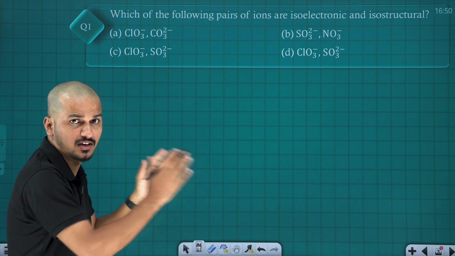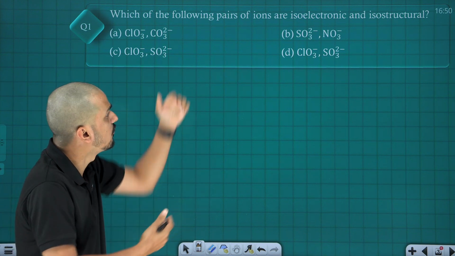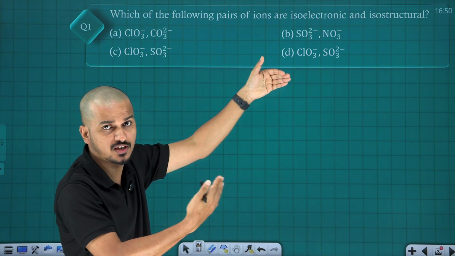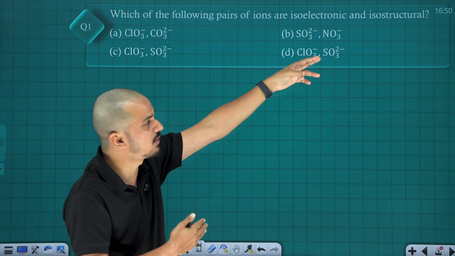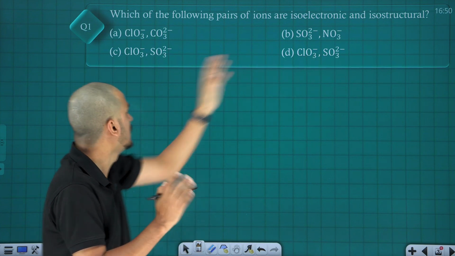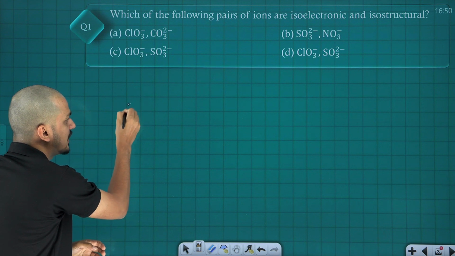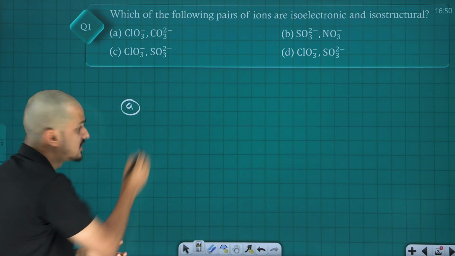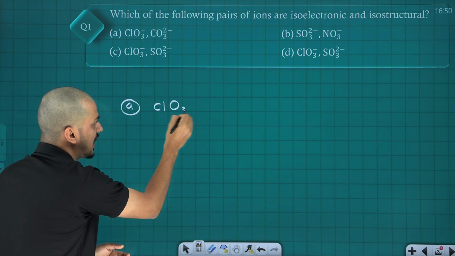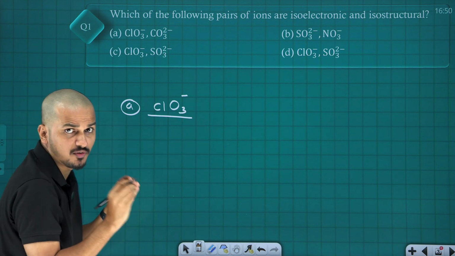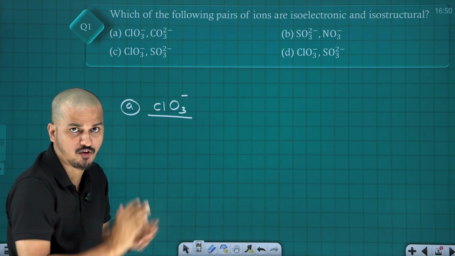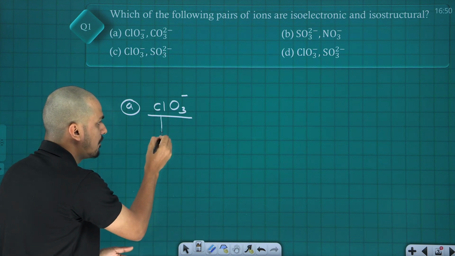So the concept we are going to check is whether the compounds are isoelectronic, meaning the same number of electrons, as well as isostructural. So for that we are taking the first one, option A. In option A, ClO3 minus. First of all, we are going to find out the total number of valence electrons.